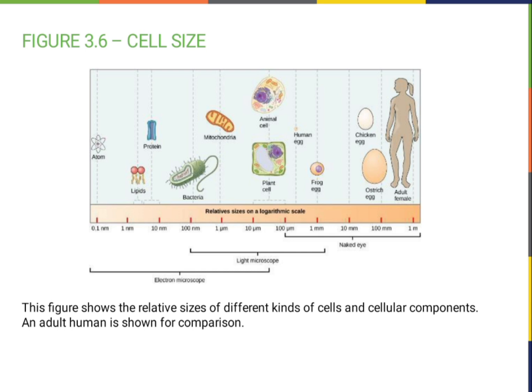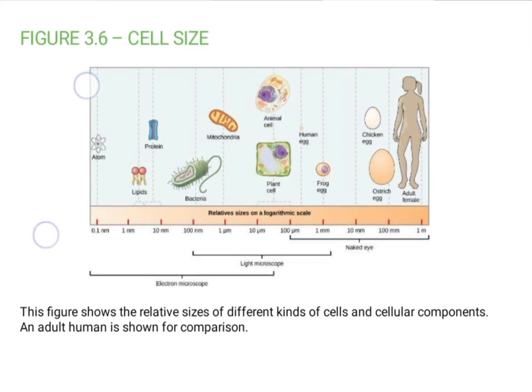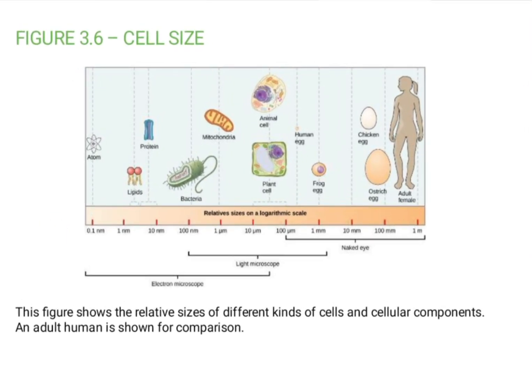When you look at this carefully, this figure is showing the relative sizes of different kinds of cells in unicellular organisms and cellular components. An adult human being is shown in comparison. You can clearly notice that the bacterium is among the very small ones here. It is almost a similar size as the mitochondria.